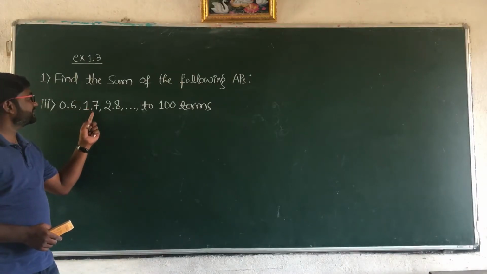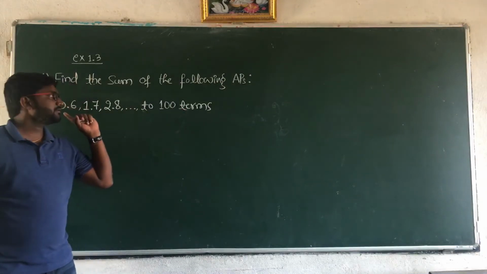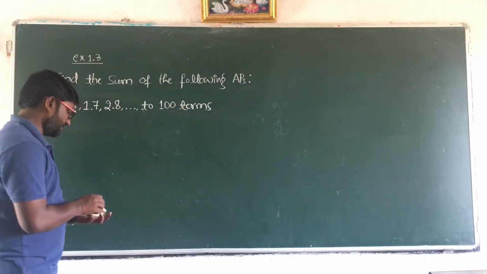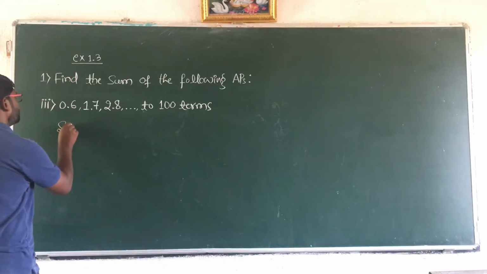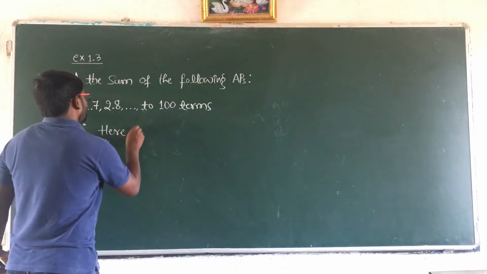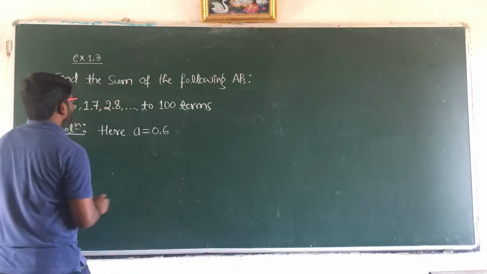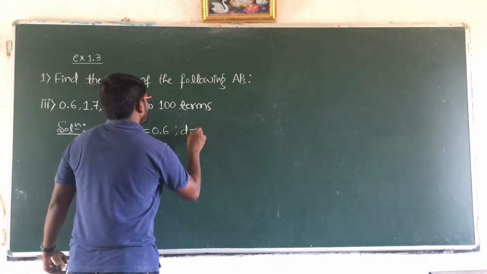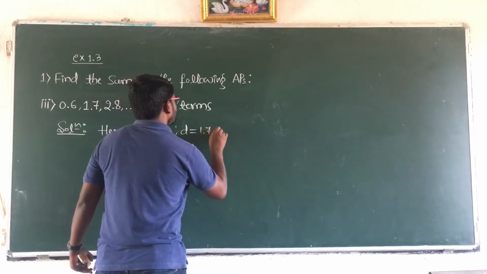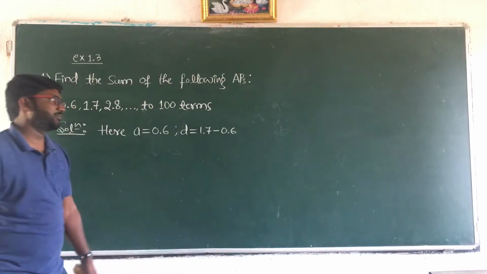The next one is 0.6, 1.7, 2.8, and so on, up to 100 terms. So we have to find the sum of the first 100 terms of this particular AP. First we will write the given information. Here a is equal to 0.6, and then d is equal to 1.7 minus 0.6, which gives us 1.1.